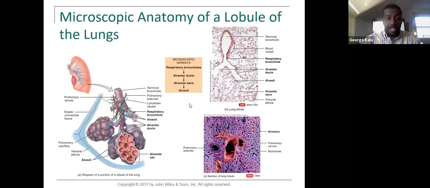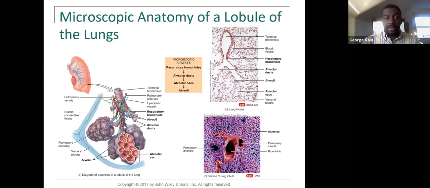This is just a picture of what the lobule looks like. This is what it would look like under a microscope if we were to look at the respiratory bronchioles dividing into the alveolar ducts. And then all of these little individual circular structures here are all the alveoli. They look like little empty spaces, and we'll look at those in more detail. Those are the alveoli.